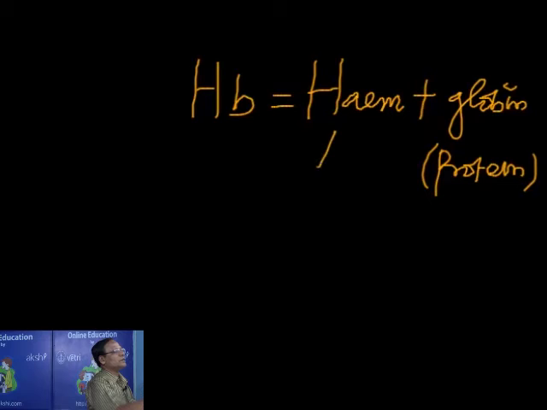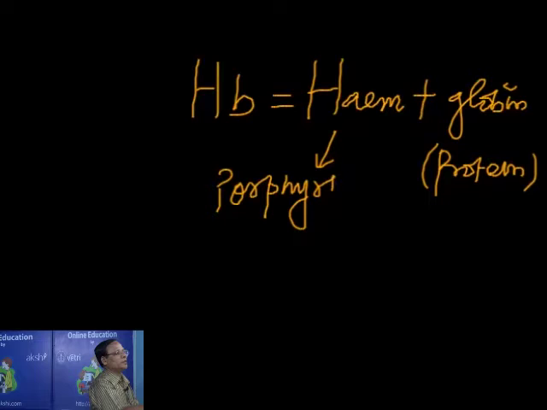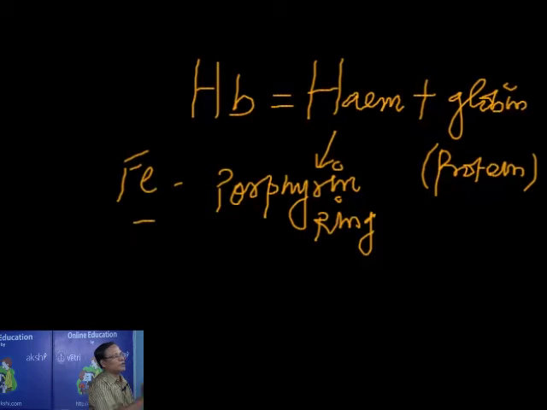And heme is a kind of porphyrin ring compound, so we can say an iron containing porphyrin ring compound. This is a non-protein part having iron in it, responsible for the transport of oxygen. One molecule of heme transports four molecules of oxygen, because in each heme there are four iron atoms. Now let's leave this one and go to globin.